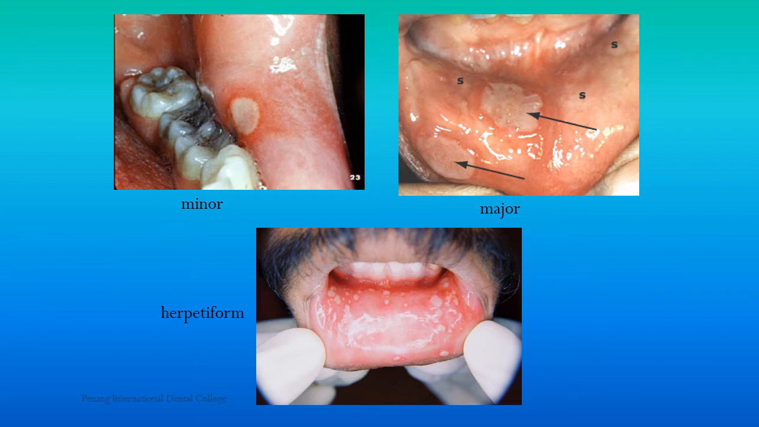And there are three clinical forms. One is minor ulcer, then major ulcer, then herpetiform lesions. The minor variant is the most common subtype, and it is occasional. It occurs mostly single, but often multiple also. It is less than 1 centimeter in diameter. So the differentiation between minor and major comes here. The number of occurrences and the size of the ulcer is what basically differentiates the minor and major.